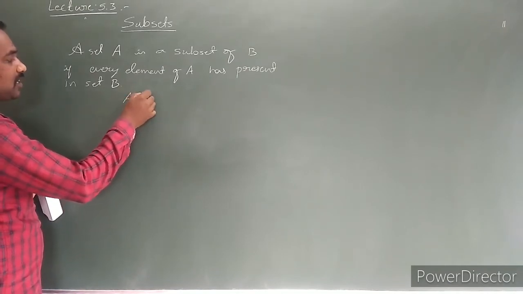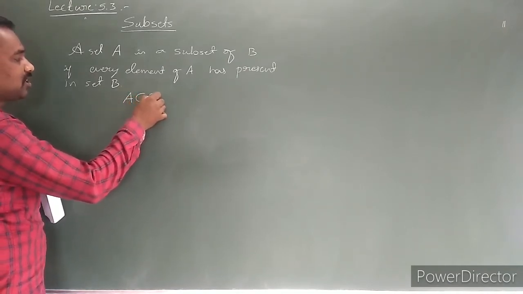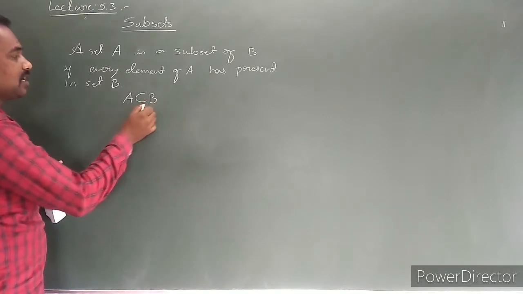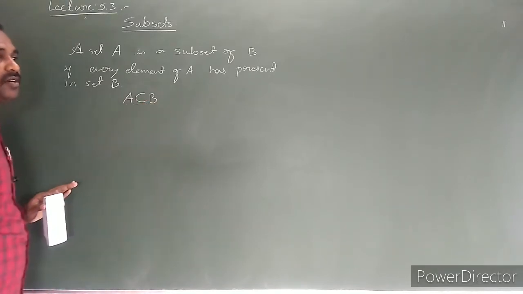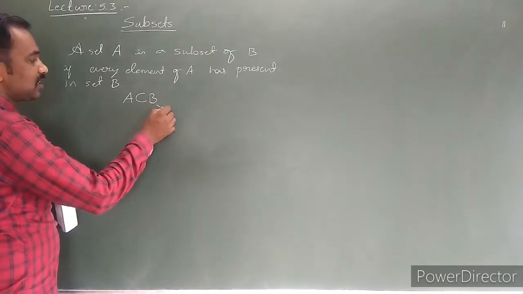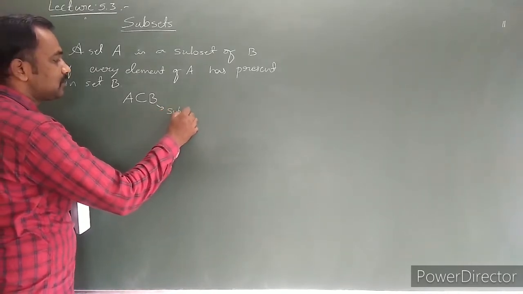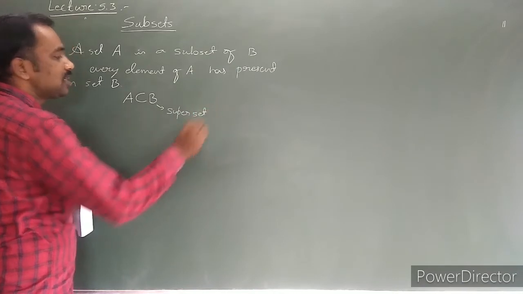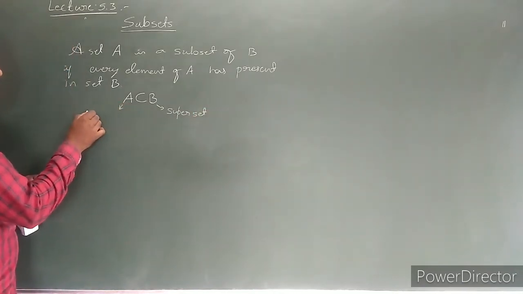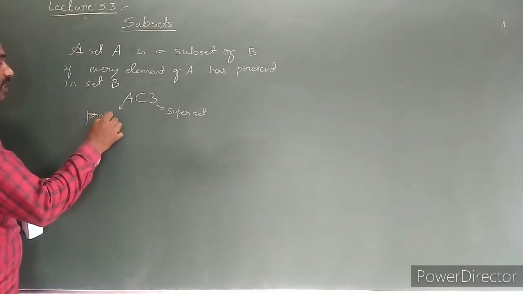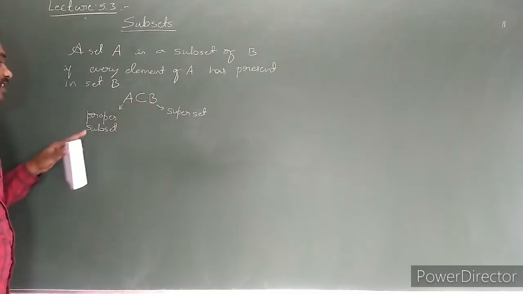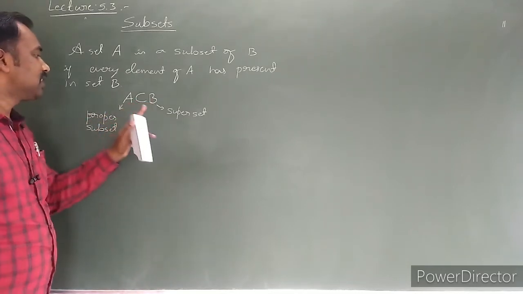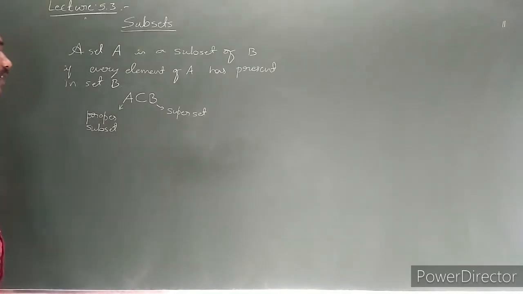It is denoted by A is a subset of the set B. Read as A is a subset of B. Here B is said to be a superset, and A is said to be a proper subset. In this case, A is a proper subset and B is a superset.